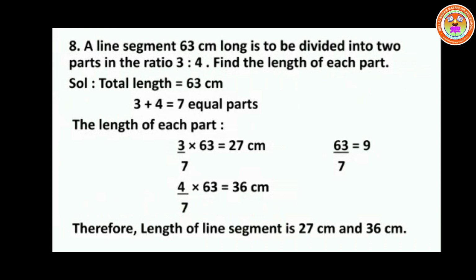Like that, 4 by 7 into 63. That again you cancel by the 9 table. 7 9s are 63. So 4 9s are 36, that is your answer. So therefore the lengths of the line segment are 27 and 36. You can check also, children. If you add 27 and 36, you will get 63. When you add both 27 and 36, you will get 63. So therefore the lengths of the line segment are 27 centimeter and 36 centimeter.